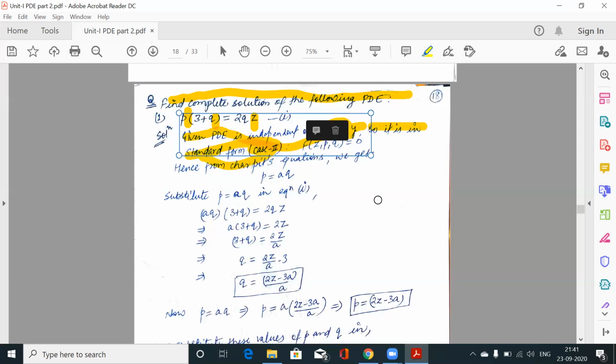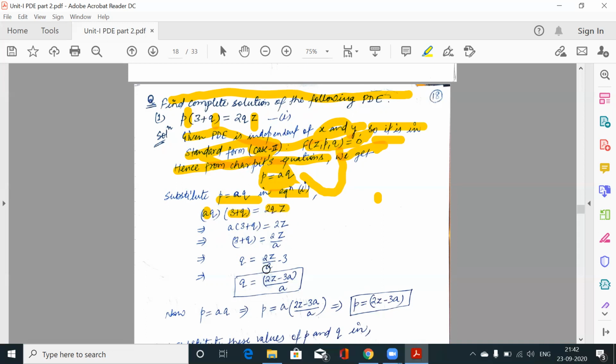Function of Z, P, Q is equal to 0, and we know how to solve this equation. So you have to write, hence from Charpit equations we get P is equal to AQ. Now substitute this. What is the next step? Substitute this P in the given equation. So substitute P is equal to AQ in equation 1, meaning the given differential equation. So P into 3 plus Q, P is AQ, so AQ into 3 plus Q is equal to 2QZ.